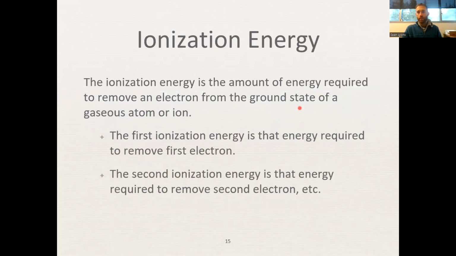And then with the radius, we can use that to explain what we're going to see with ionization energy. So ionization energy is the amount of energy needed to remove an electron from an atom or an ion. And typically what we focus most on is the first ionization energy, so the energy needed to remove that first electron. But we also have ionization energies for the second electron and the third electron.